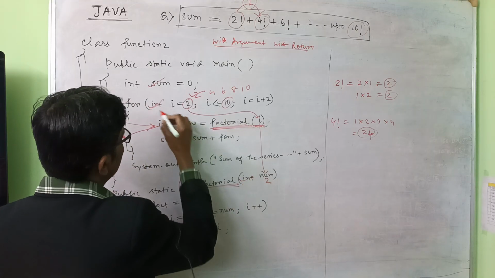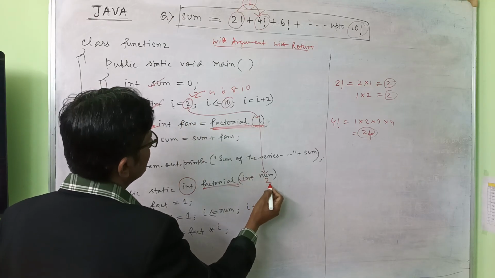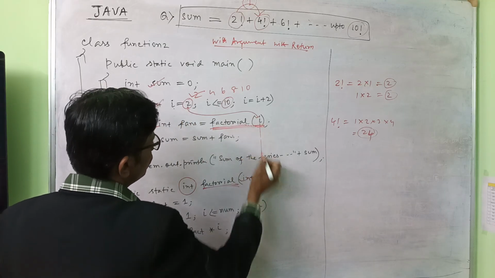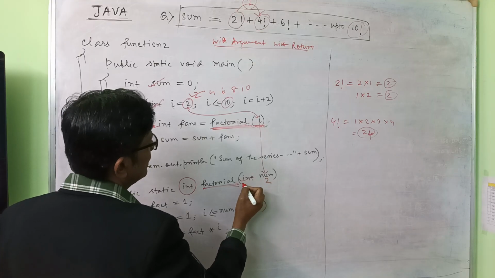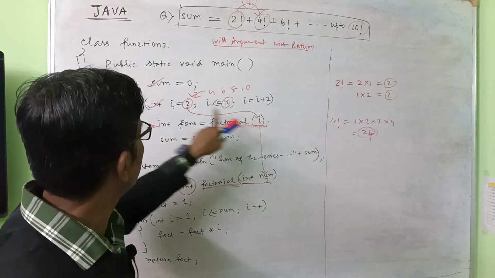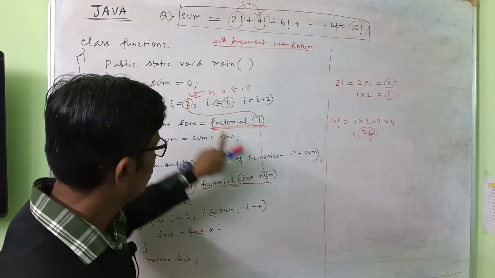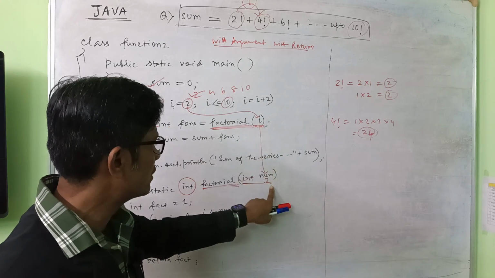This is integer type. Where am I taking this 2? I am writing this 2 here. How? This is i = 2. Since that 2 is integer type, I have to write the data type also. Here you don't write the data type, because the data type is already mentioned here. Okay, int i = 2. So that 2 is coming here.